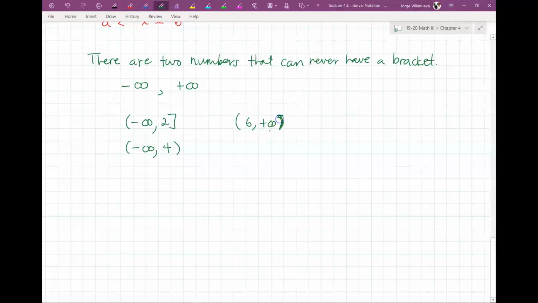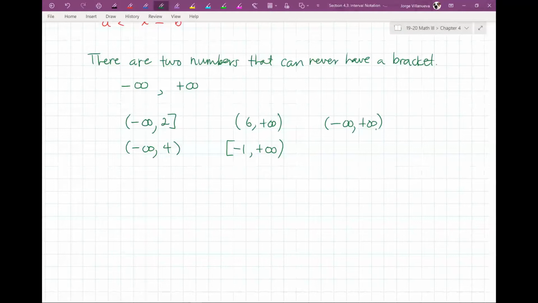Okay, so there's going to be, I almost bracketed that, sorry. Should be a parenthesis. Or maybe a -1 with the bracket, but to positive infinity. Sometimes you get negative infinity to positive infinity, so it's the whole set of real numbers. But notice how the infinities never get brackets, they only get parentheses because you can't include infinity in your answer.